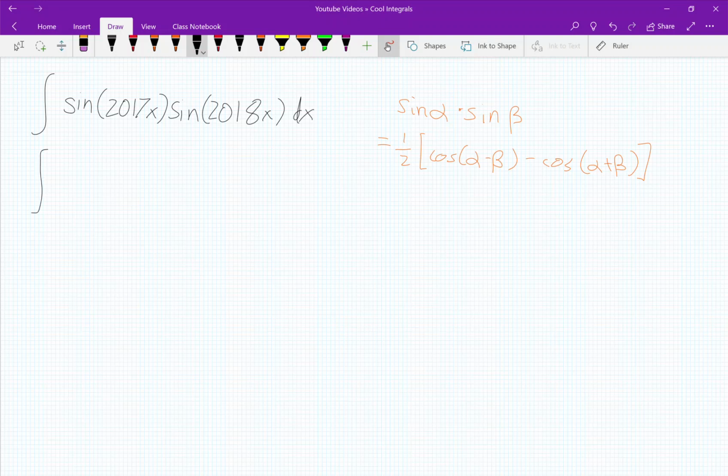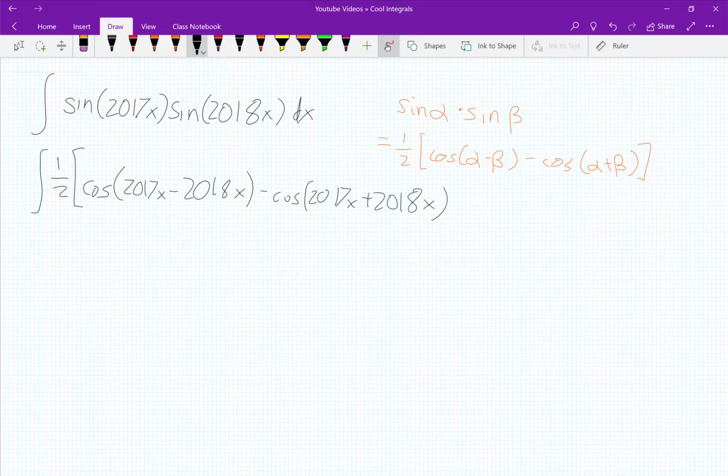So if we replace the inside with 1 over 2 of cosine, where alpha is 2017x and beta is 2018x, minus cosine, and this time we're adding alpha and beta. We're adding 2017x plus 2018x. Close the bracket, dx. Whoa, this looks even more complicated. How are we going to go from here?